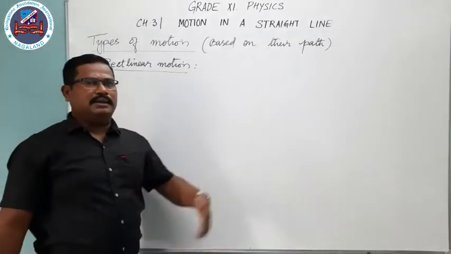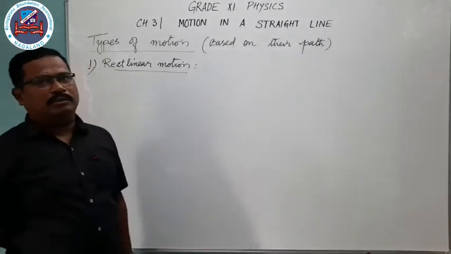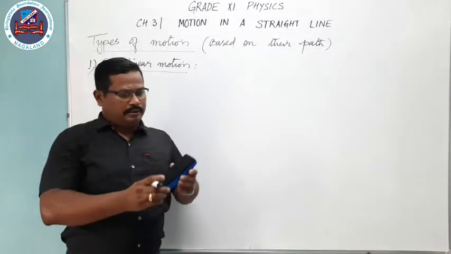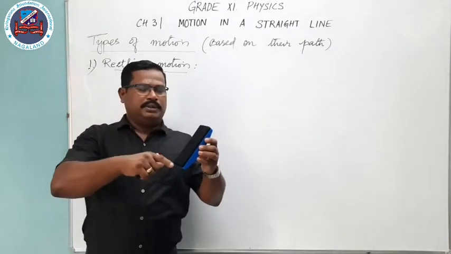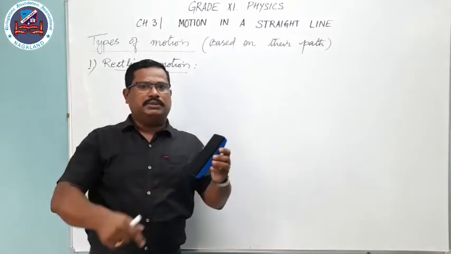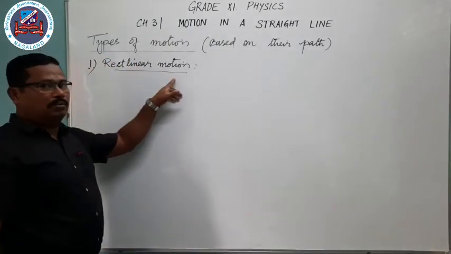Suppose an athlete is running a 100-meter dash. That is an example of rectilinear motion. Or a boy sliding down an inclined plane. Even though it is oblique, it is in a straight path. So that also can be taken as motion in a straight line, that is rectilinear motion.